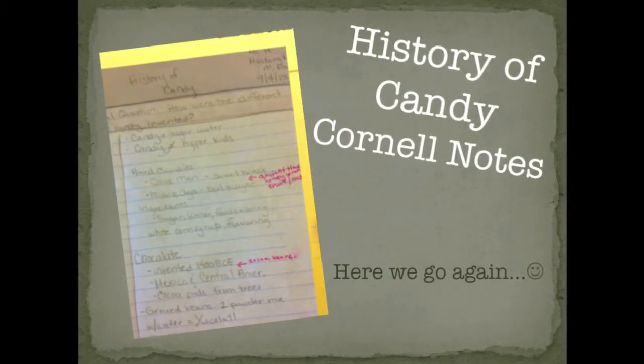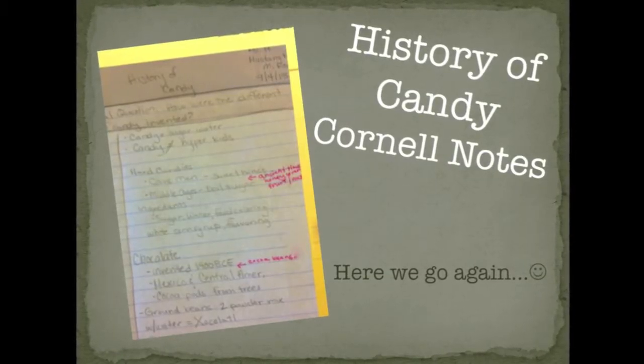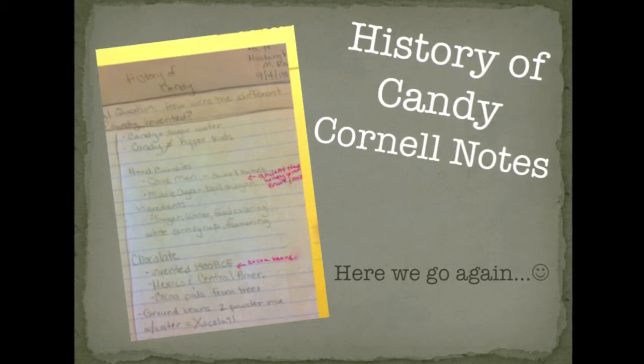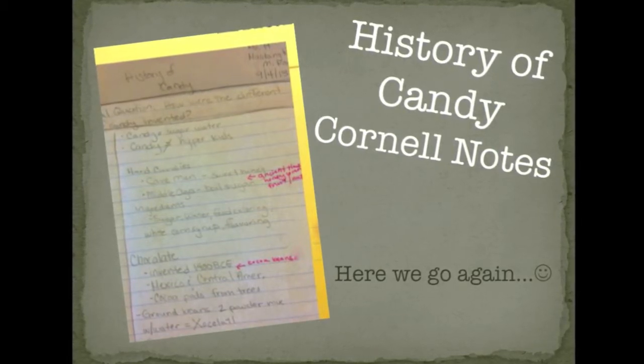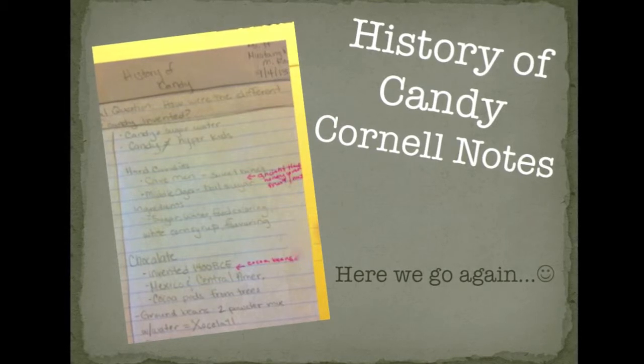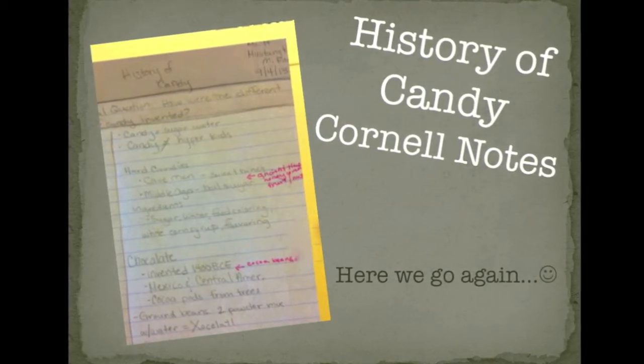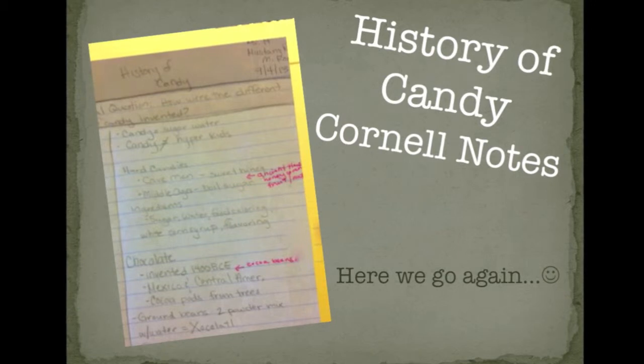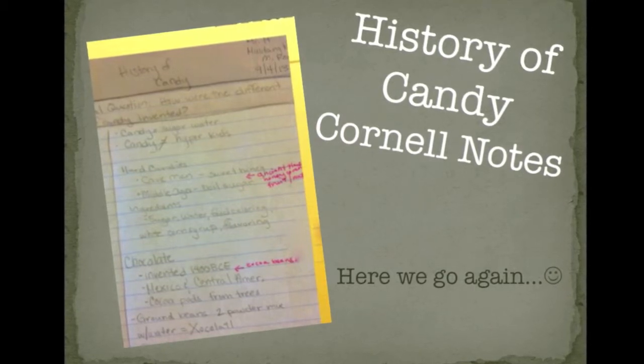Students, please locate and remove your History of Candy Cornell Notes from the Mustang Groom section of your binder. Teachers, you can pause the video while students open to their notes in their binders. They probably only need 10 seconds or so because they are incredibly organized.